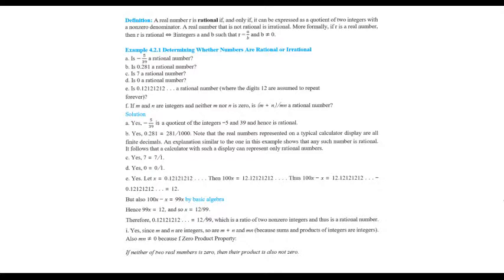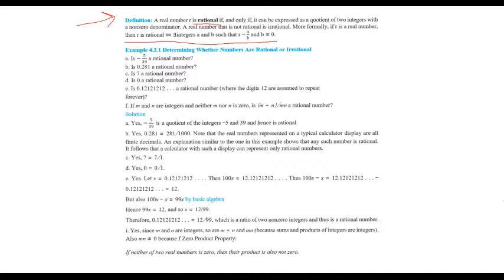Okay, so we continue chapter 4 by defining a rational number. We say a real number r is rational if and only if it can be expressed as a quotient of two integers with a non-zero denominator. In a formal way, we can say r is rational if and only if there exist two integers a and b such that r can be written as a divided by b, and b should not be equal to 0. b should be non-zero because b is the denominator. So this is the definition.